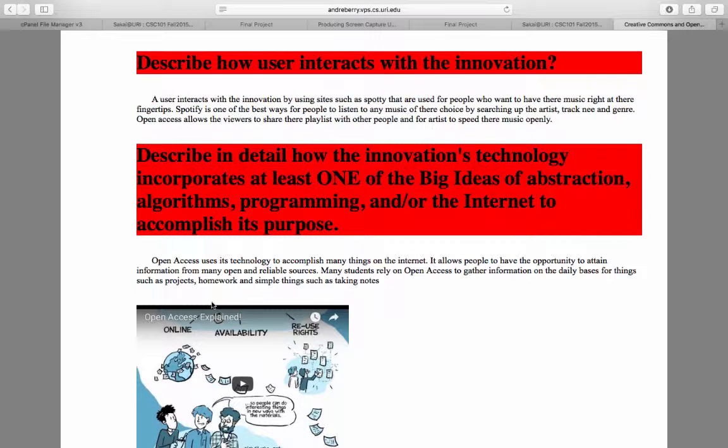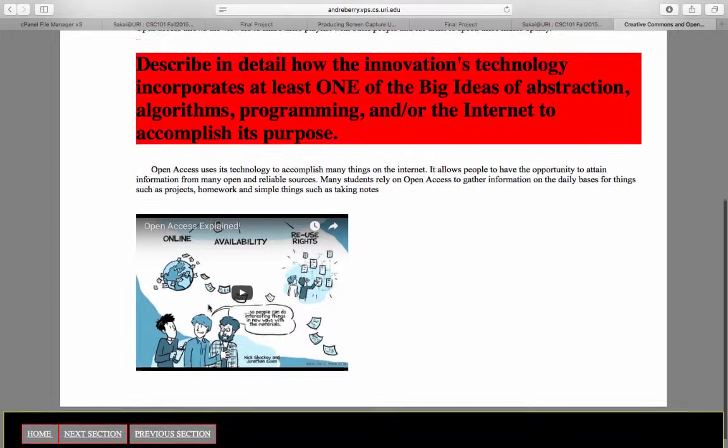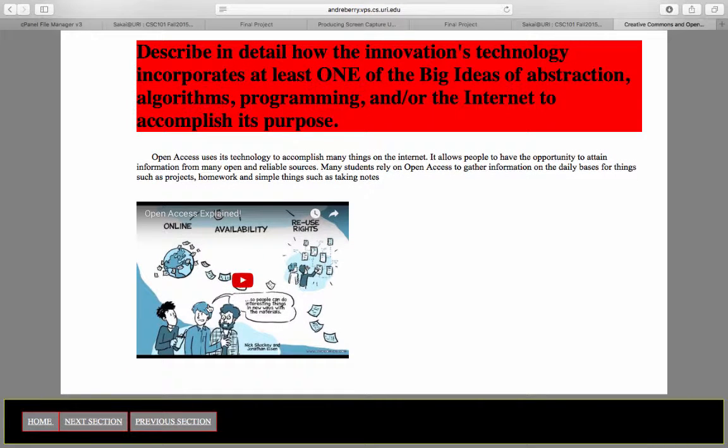Open access uses technology to accomplish many things, and it allows people to have the opportunity to obtain information from many open, reliable sources. Many students rely on open access to gather information on a daily basis for things such as projects, homework, and just simple things such as taking notes or wanting to learn more about what they're learning, because reading and information is the key for a lot of things, and I've learned that the more you read, the more you research, the more you'll remember everything that you have going on.